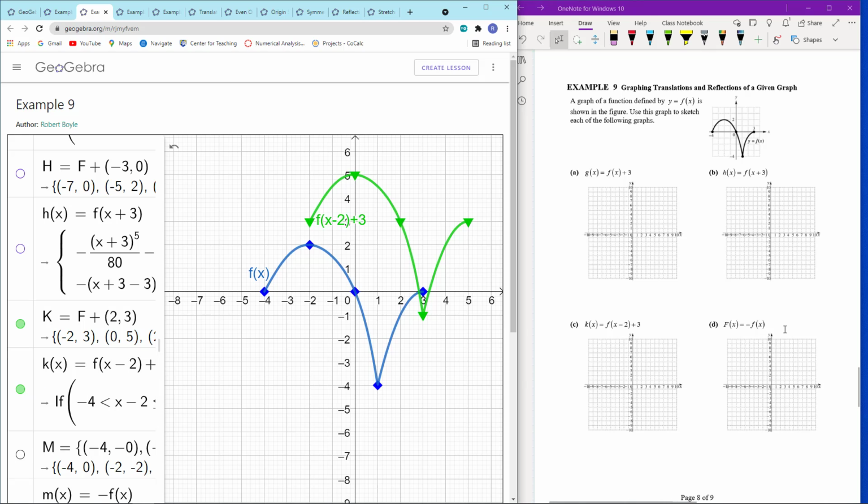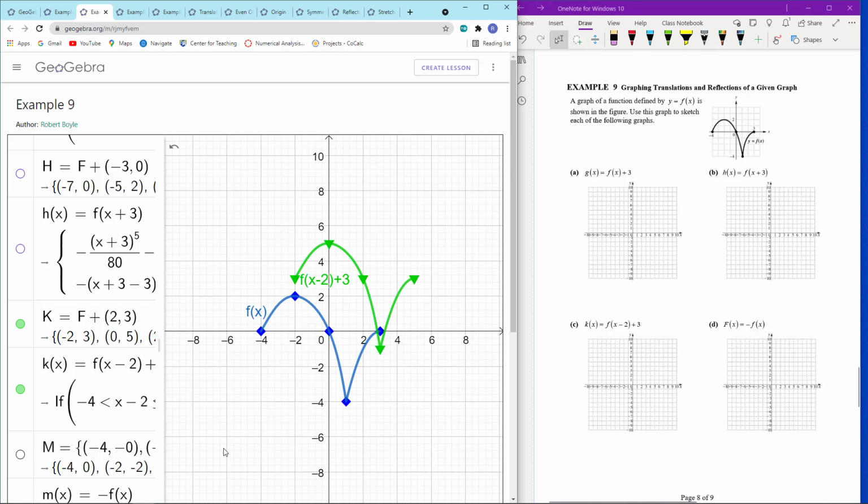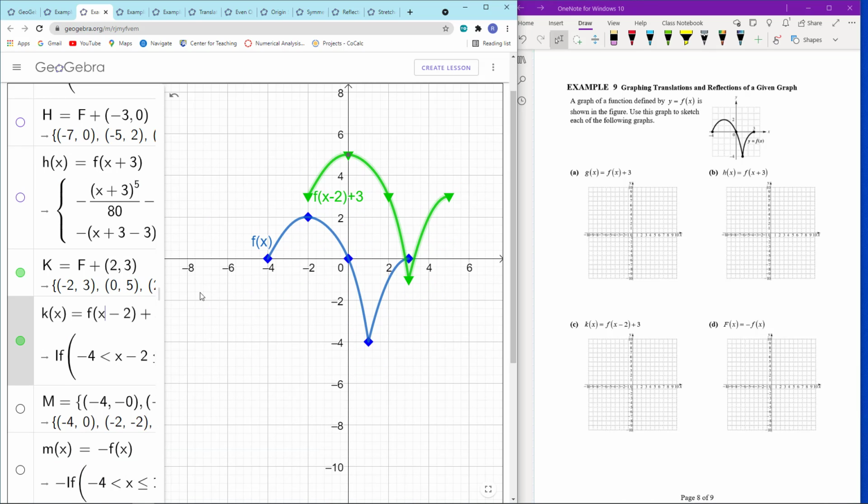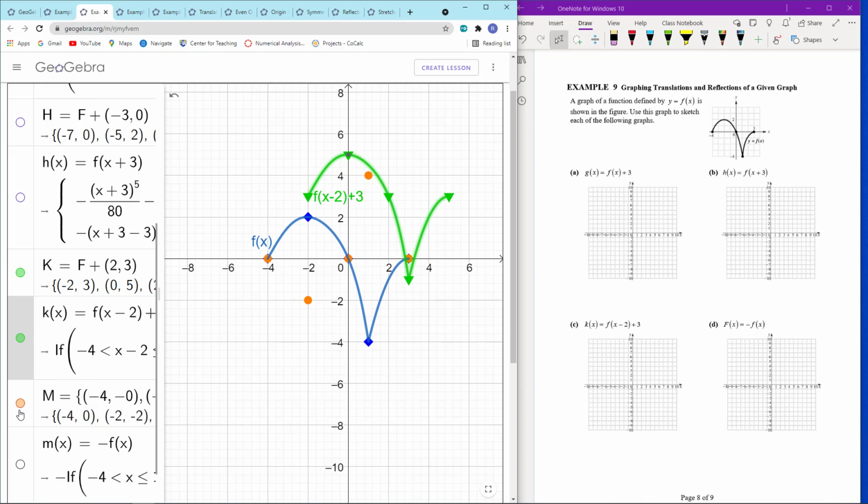And then finally, D is reflection about the x-axis. So remember, for that one, if (x, y) is on the graph, then (x, negative y) will be on the other graph. So here, since y is 0, nothing changes. Here we have (x, negative y) down here, and we have (x, negative y) up there. And if I connect those dots, that is what the graph looks like. That would be a reflection about the x-axis.